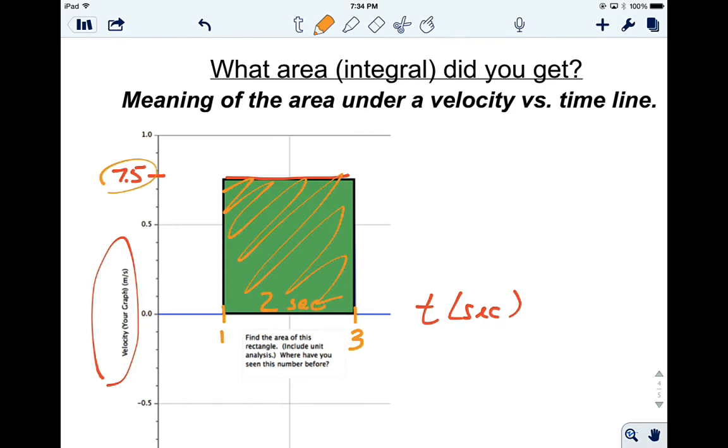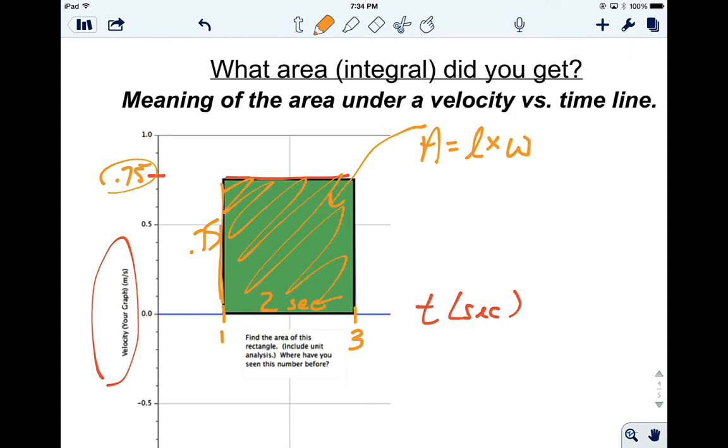And the height is 7.5. I'm sorry, 0.75. My bad. Let's change that again. It should be 0.75. So in other words, my height is 0.75 meters per second. So it's an area of a rectangle. If I want to find the area of this little guy, think back, how do you find the area of a rectangle? Basic geometry there.